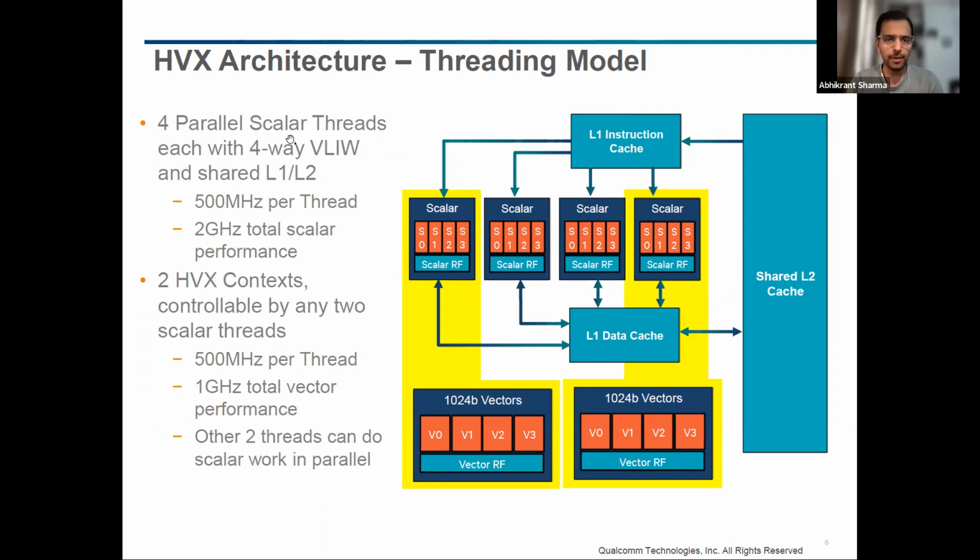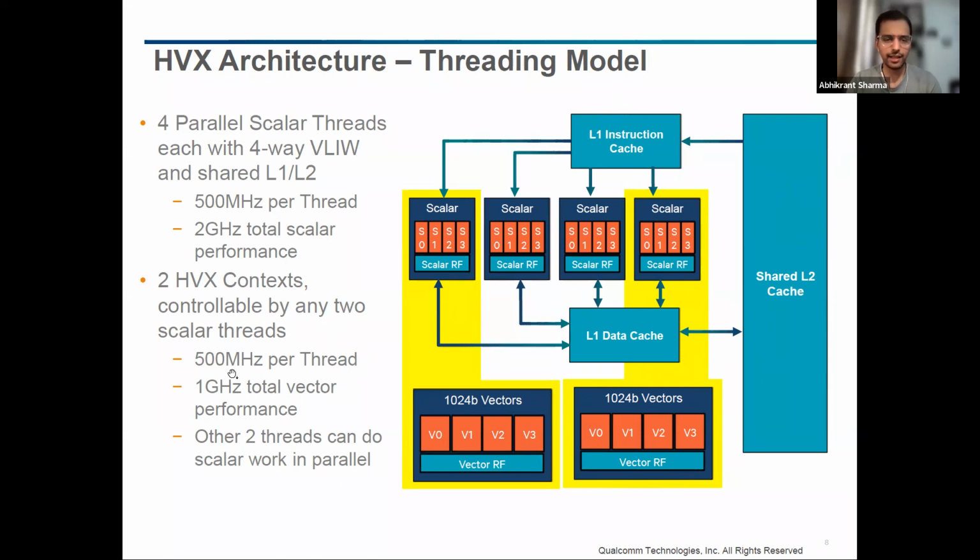So yeah, there are 4 parallel scalar threads, and each has a 4-way VLIW architecture, and they share the L1 and L2 caches. In the case of scalar hardware, the L1 data cache and the L1 instruction cache exist, and then there is a bigger shared L2 cache. And there are two HVX contexts which are controlled by any of the two hardware scalar threads, which I already told you. This vector unit gets mapped to this scalar hardware thread. This vector unit gets mapped to this scalar hardware thread.